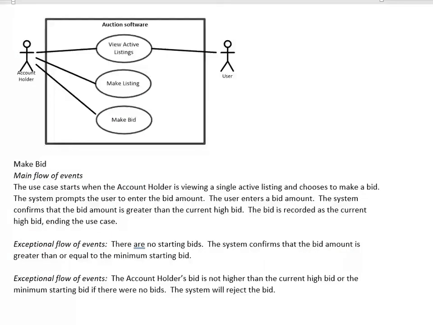Hi, this is Maggie. In this video we're going to continue working on the auction program design. In the last video we identified two actors, account holder and user, and three use cases: view active listings, make listing, and make bid. We will look at the object collaborations and responsibilities that might emerge from these requirements.